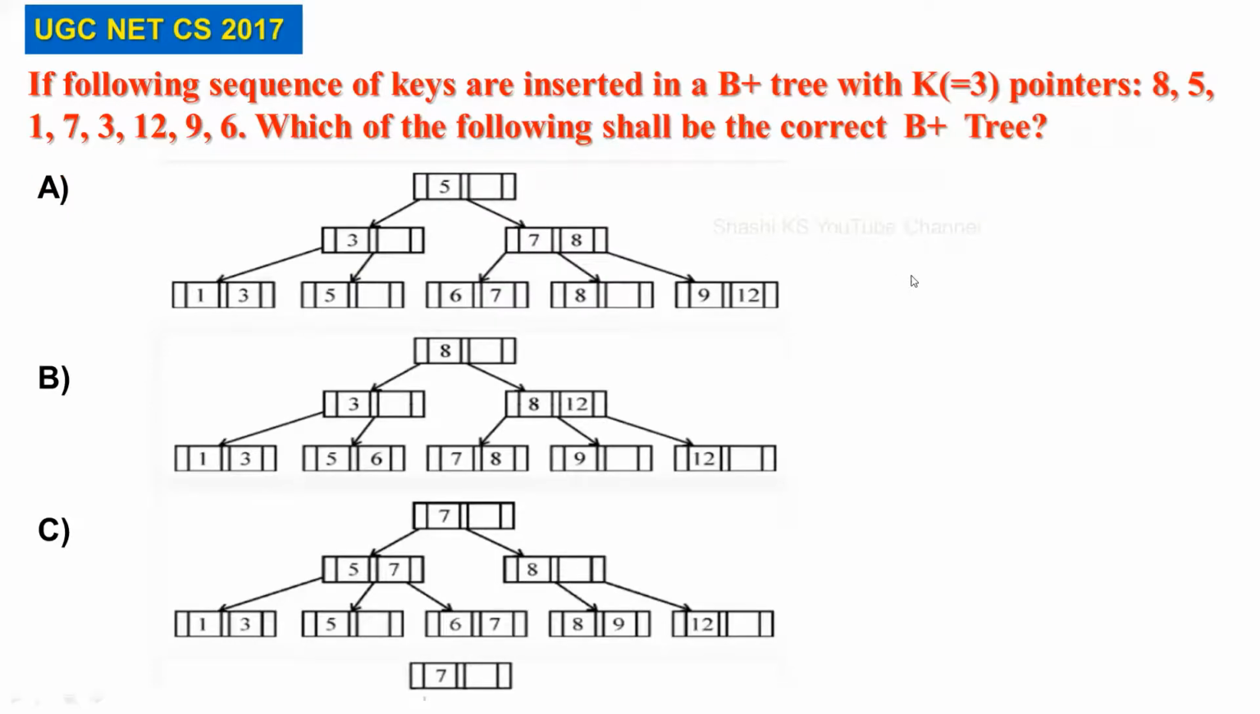So now let us see how to do insertion in your B plus tree with reference to a question which was asked in the UGC NET exam in 2017. The question is, if the following sequence of keys is inserted with k equal to 3 pointers, you have been given a sequence of keys 8, 5, 1, 7, 3, 12, 9 and 6, which shall be the correct B plus tree.